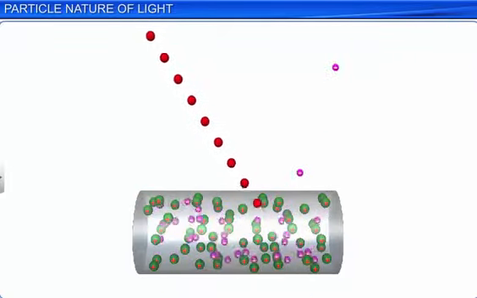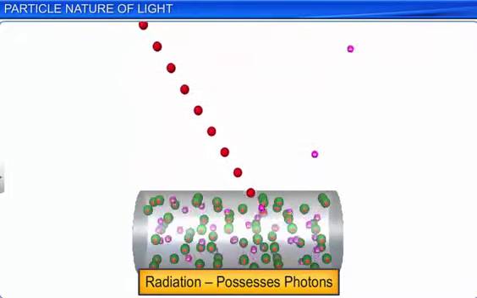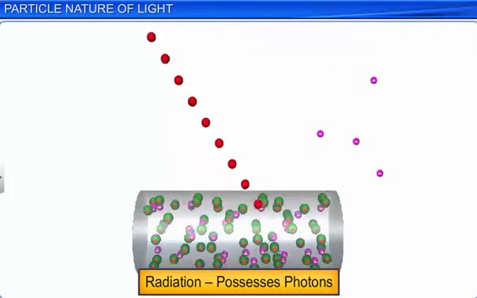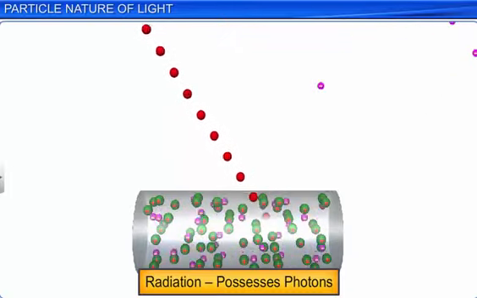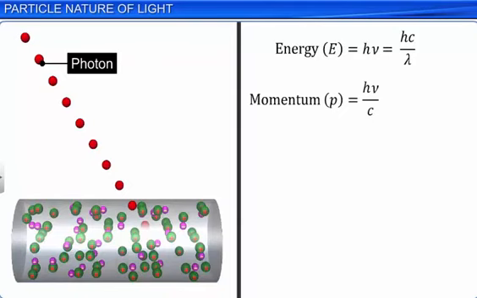In the interaction of radiation with matter, like in the case of photoelectric effect, it seems as though radiation is made up of particles called photons. Each photon has energy E equal to h nu. Since nu is equal to c by lambda, we have E equal to hc by lambda, where lambda is the wavelength of light used. And momentum P is equal to h nu divided by c.